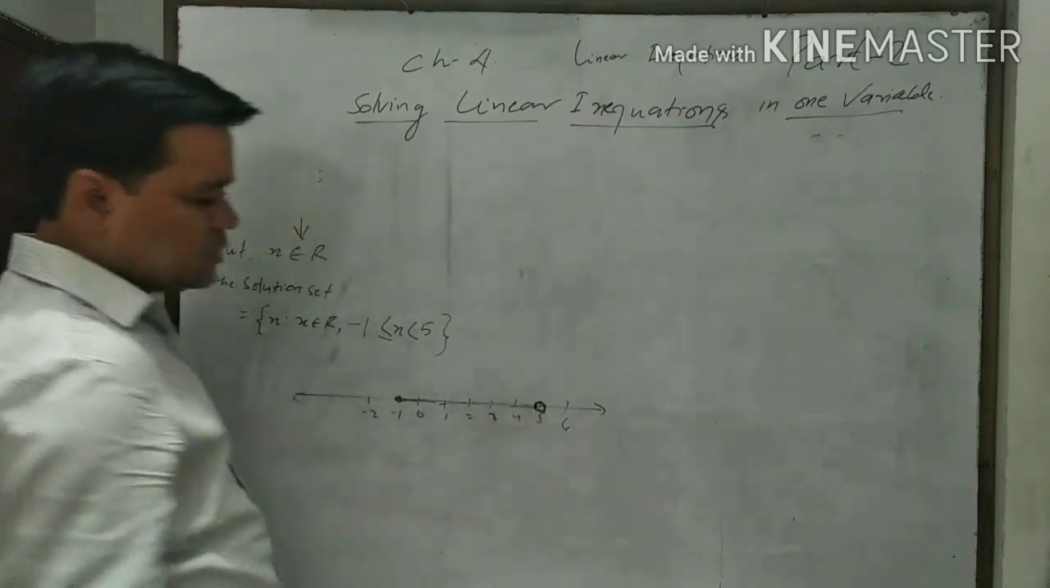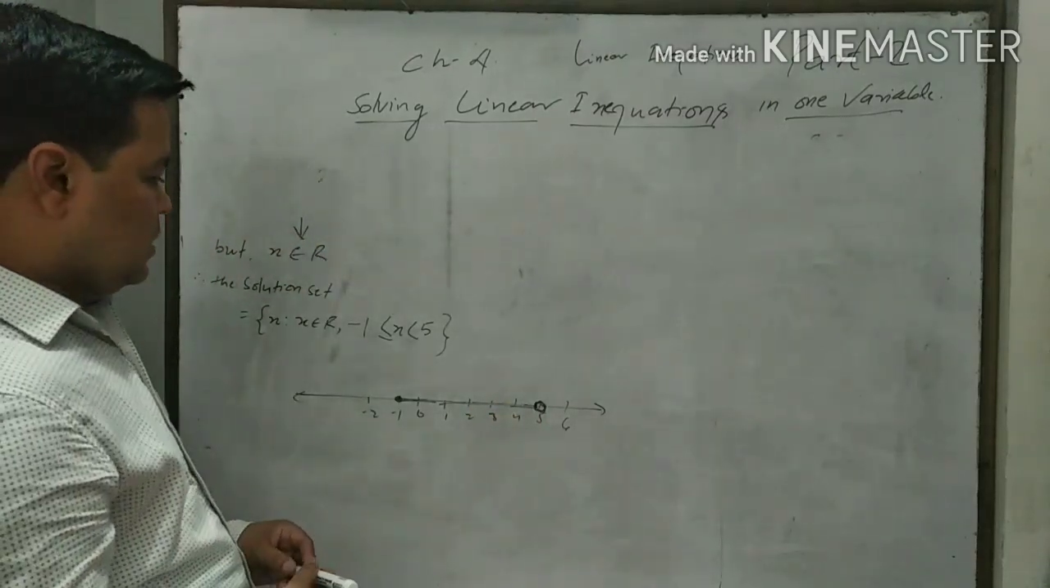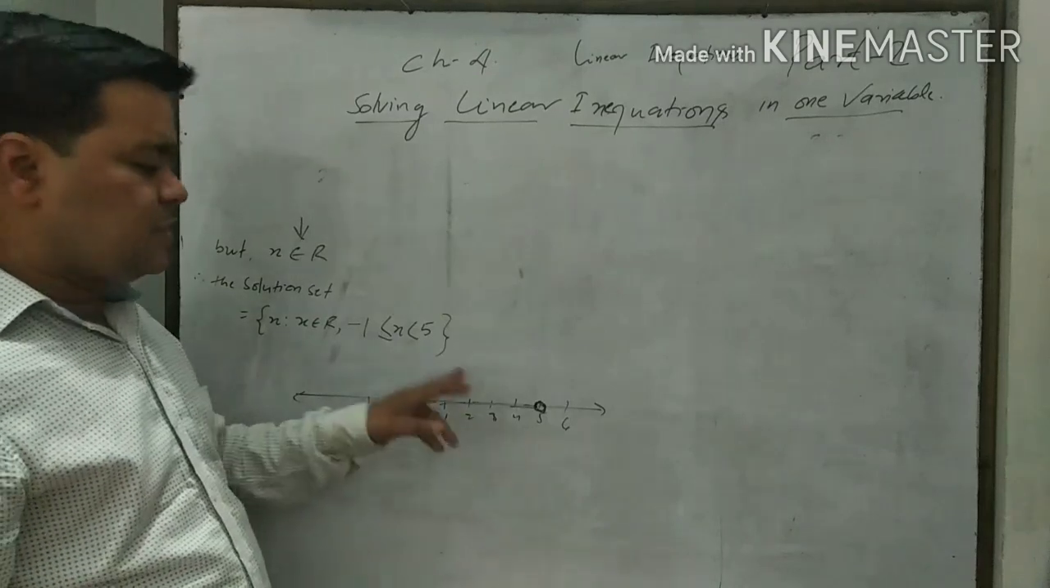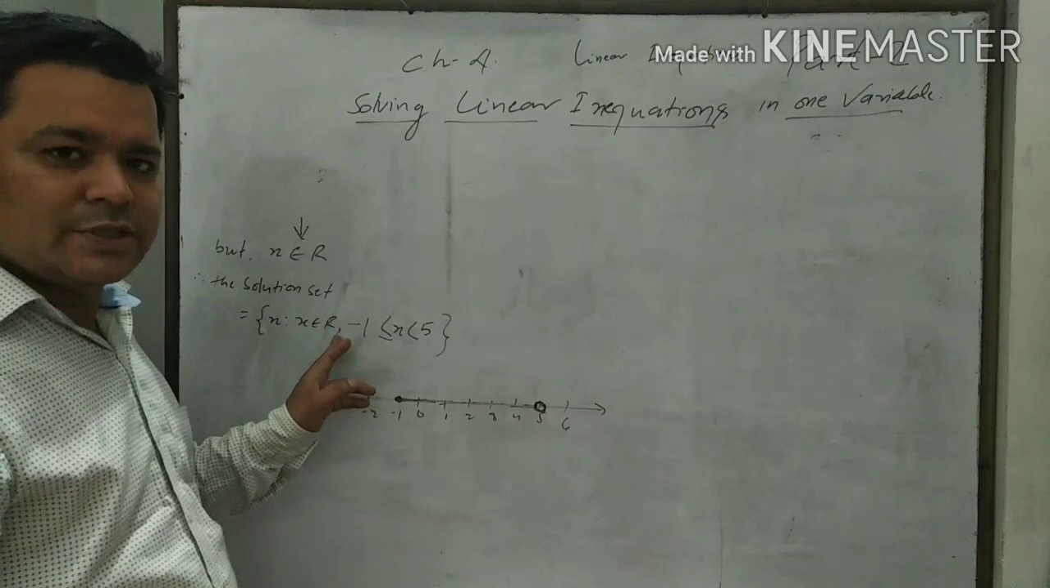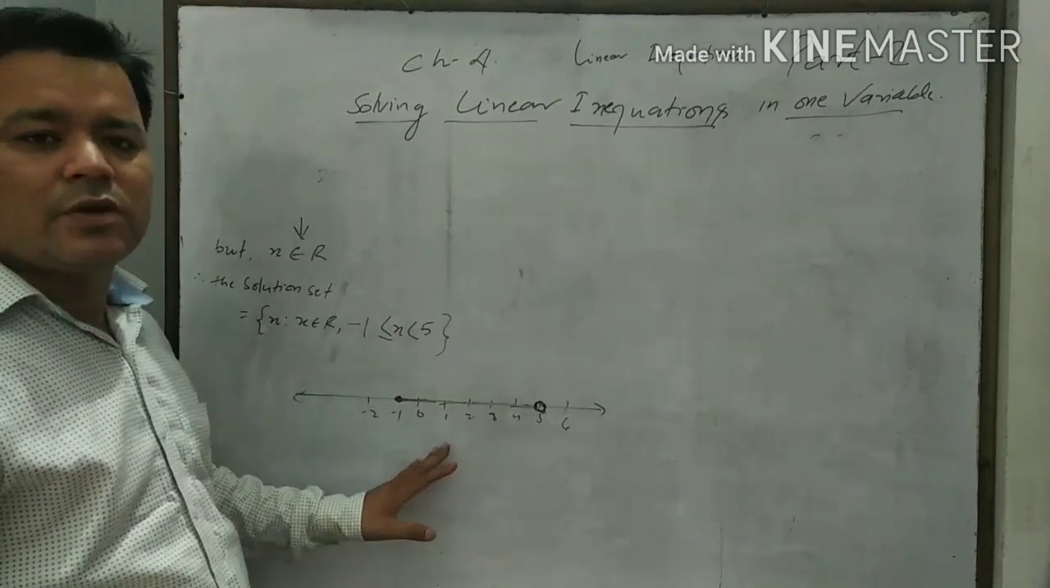Now we close and make a dot. This is the representation of the solution set on the number line. This is the solution set. This is the final answer of the question.